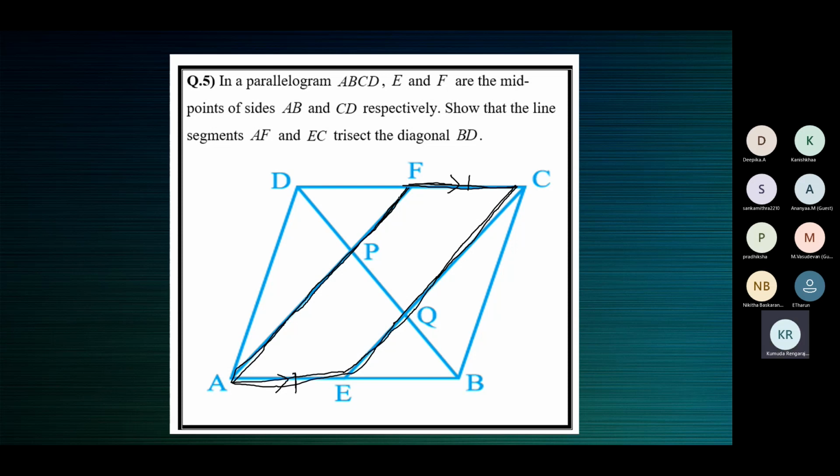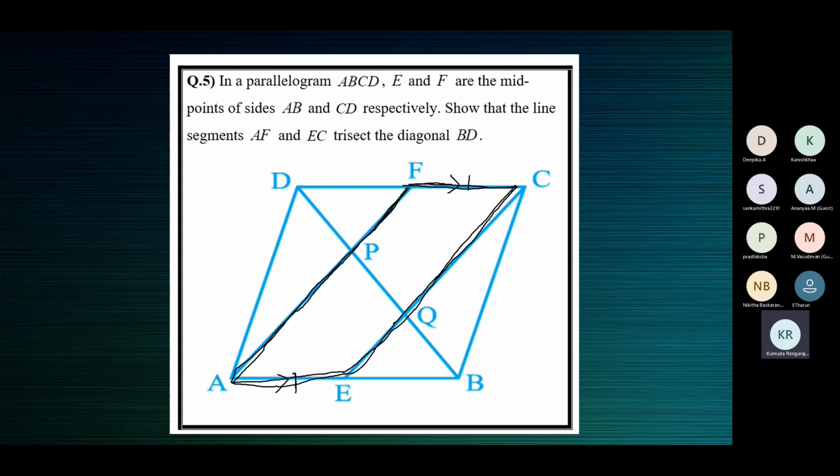AECF. You have to prove that AECF is a parallelogram. It's a quadrilateral. It's not given. ABCD is a parallelogram. So for AECF, we need to prove that one pair of opposite sides are parallel and equal.